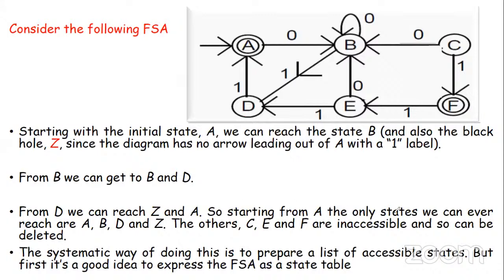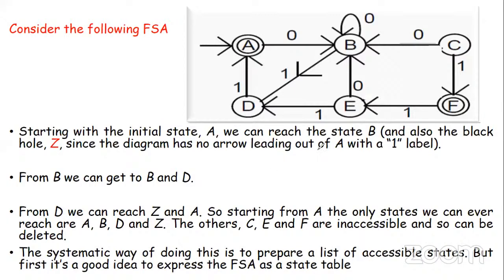So starting from A, the only states that we can ever reach are what? A, B, D, and Z. The others, C, E, and F, are inaccessible and so can be deleted. So the systematic way of doing this is to prepare a list of accessible states. But first, it is a good idea to express the FSA in a state table.